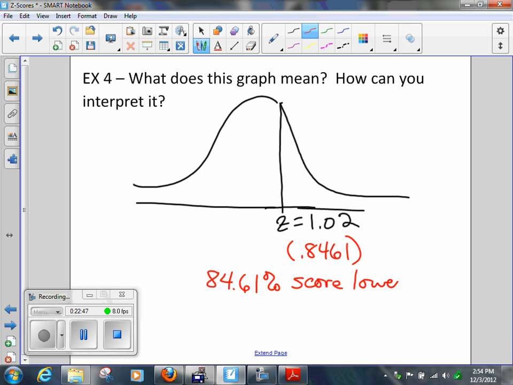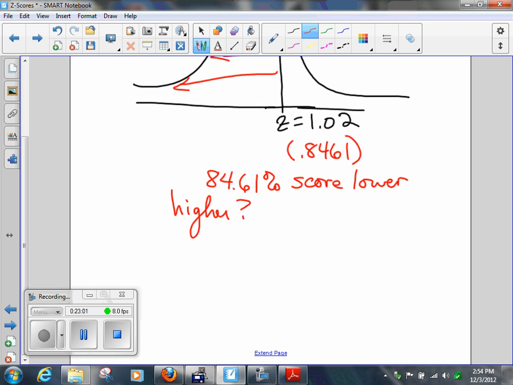Score lower. How many people this way is 84.61%? How many score higher? How would I figure that out? Would I take 100 minus 84.61? Yeah, that's right. And it would be about 15.39. Is that what you got? Excellent. Very good. Good job. Questions? Awesome. Hit pause and discuss if you need to.